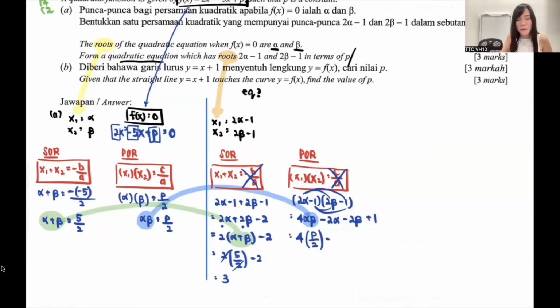Don't tell me, teacher, P, can, because they say what? In terms of P, your answer having P is totally fine. No need to worry. Then for this one, I cannot sub. I don't have alpha, I don't have beta. But guys, the one that is stopping you from subbing in is the negative 2.